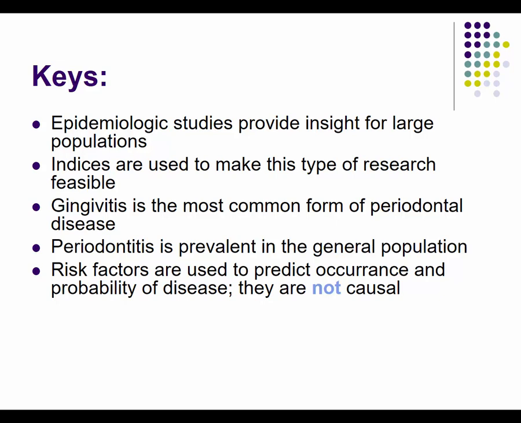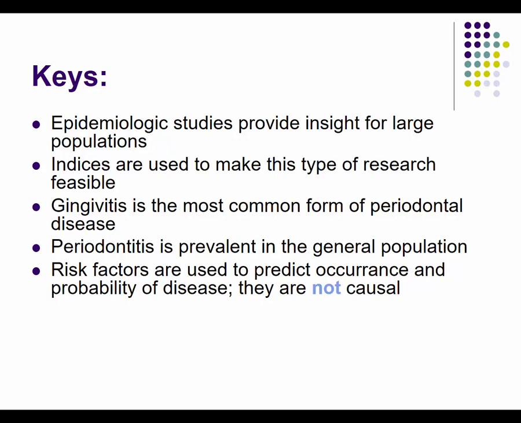Okay? So here are our keys. Epidemiologic studies give us insight for large populations. They let us know where we stand. And the indices are what we typically use in those types of studies to make those studies feasible. Gingivitis is going to be the most common form of periodontal disease. A lot of people have gingivitis. Lots and lots of people.